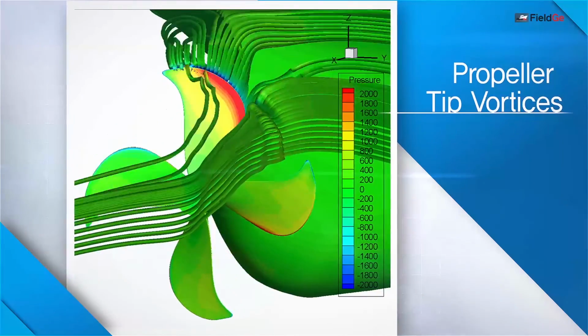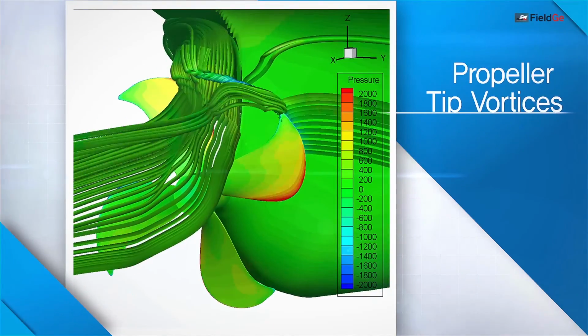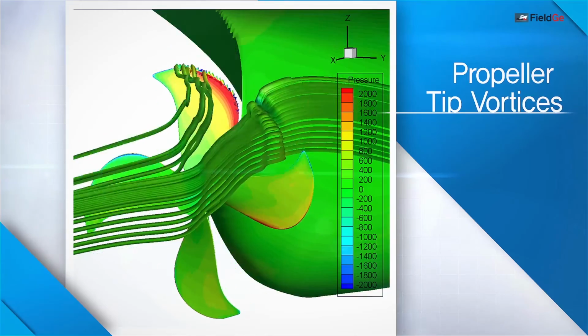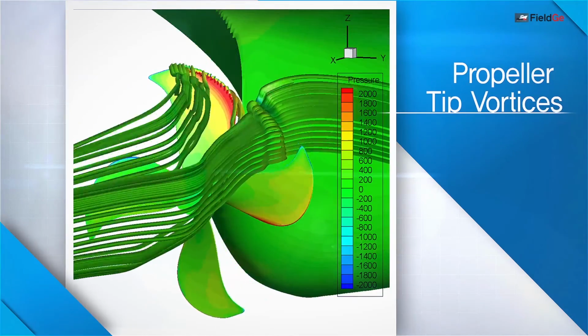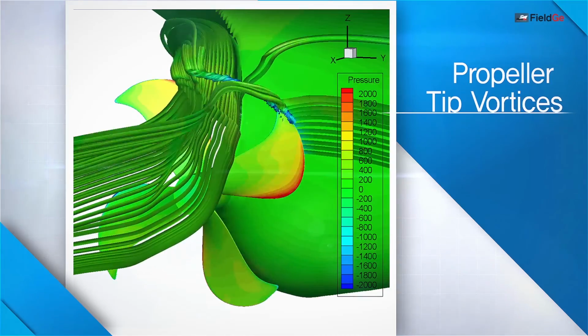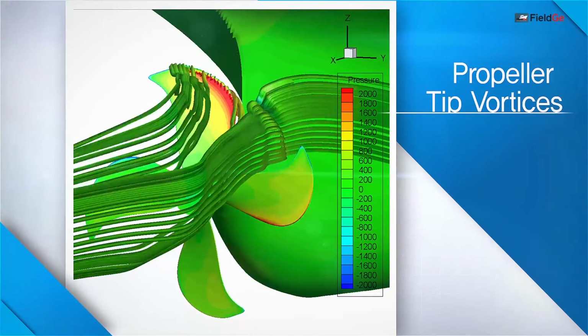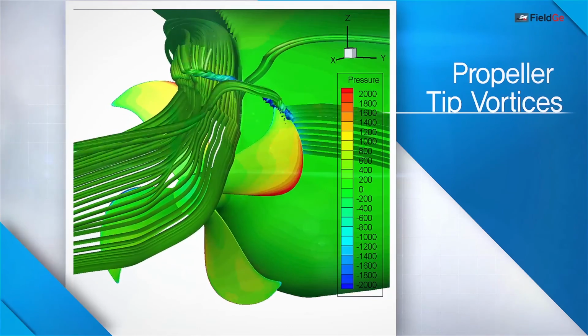These are examples of the vortex generated at the propeller tip. The suction side tip vortex is observed. The trajectories of tip vortices were calculated by using time marching method. Tip vortices are produced from the movement of fluid caused by the pressure difference.